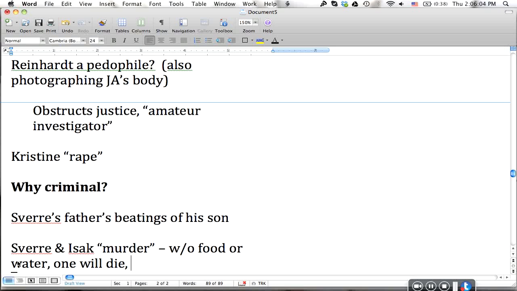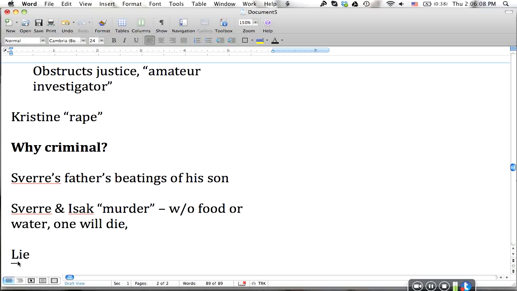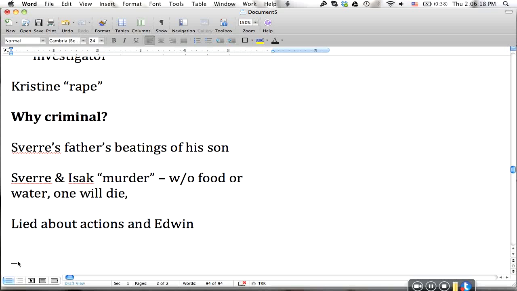Sarah? Yeah, and also, weren't they interviewed within those 6 days, and denied knowing anything, and directly lied about it too? Lied about their actions and Edwin, right? So they could have even saved him, but they chose to lie and obstruct the inquiry into where Edwin was, and that was another contribution to his death.